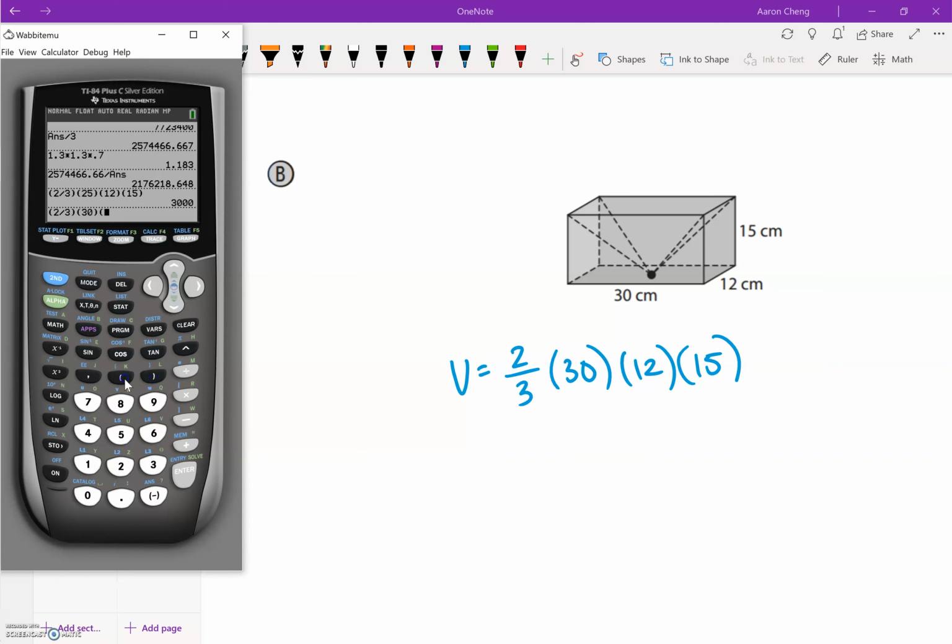The reason I'm using this calculator, by the way, is because my graphing calculator ran out of batteries and I don't have a charger at home.